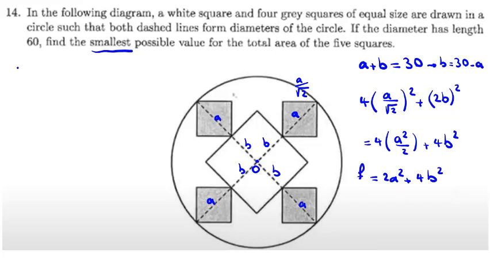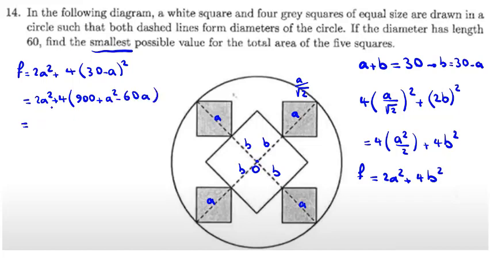Suppose we consider it is F. F equals 2a squared plus 4b squared. I replace b with 30 minus a, 30 minus a squared. Now I have what? 2a squared plus 4 times (900 plus a squared minus 60a). So it will be what? 2a squared plus 4a squared, 6a squared, minus 240a plus 4 times 900, 3600.